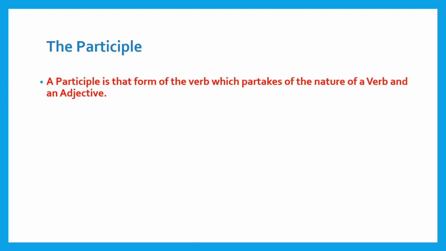So far, we have clearly dealt with two non-finites, and here is the third one, the participle. Let me give you the definition of the participle first. So what is a participle? It is that form of a verb which partakes of the nature both of a verb and an adjective. Example, hearing the doorbell, the child was scared.